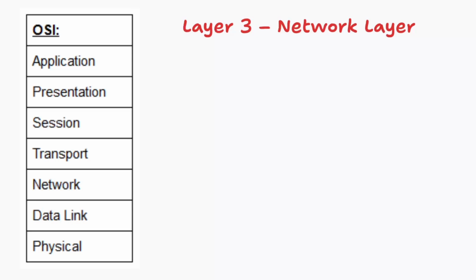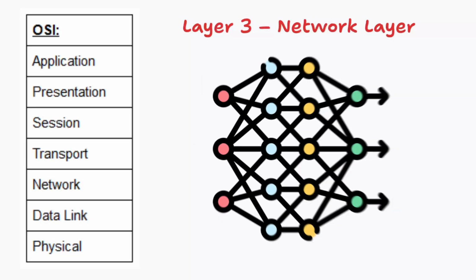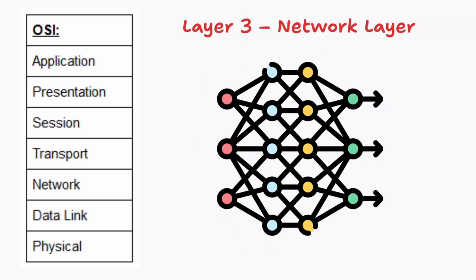In layer 3, we have the network layer. The network layer works on the transmission of data from one host to another located in different networks. It also takes care of packet routing, like finding the shortest path to transmit the packet from a number of routes available. The sender and receiver's IP addresses are placed in the header by the network layer.